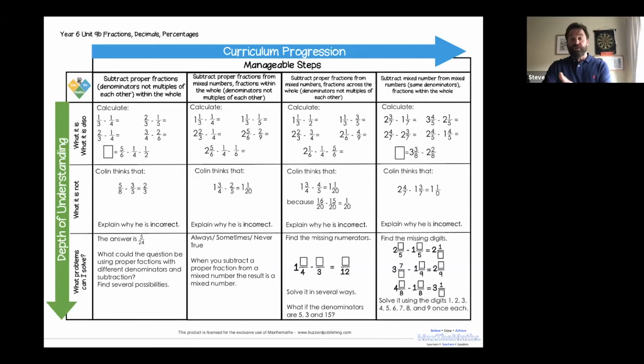You'll also notice along the bottom, there's some classic kind of ways to deepen understanding. Let the answer's this, so what's the question? Always, sometimes, never. Empty box, like the open middle type questions. Really say, come on, do you understand this? Here's a problem to solve. So there's a whole collection of those. If you're interested, get in touch about Can Do Maths. It's amazing. I would say that.